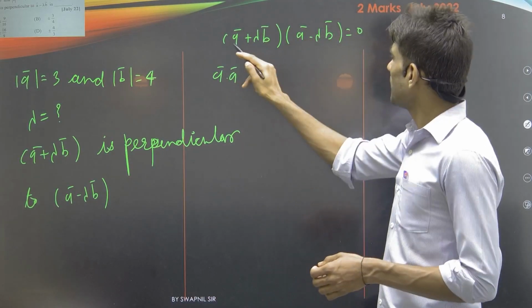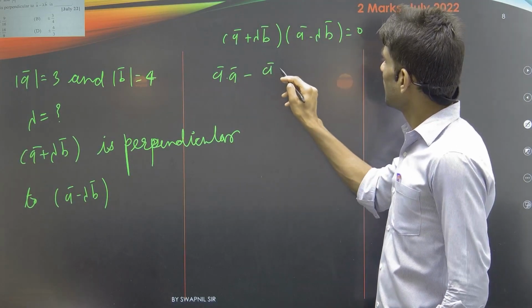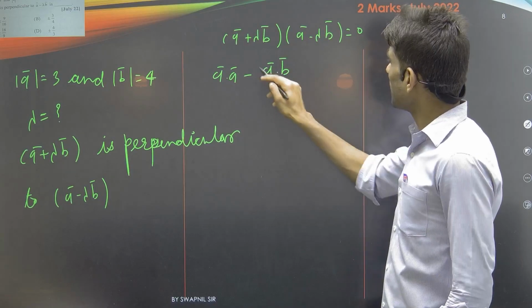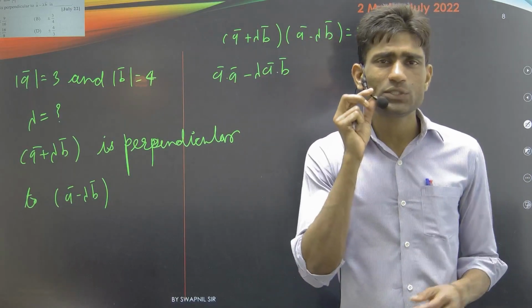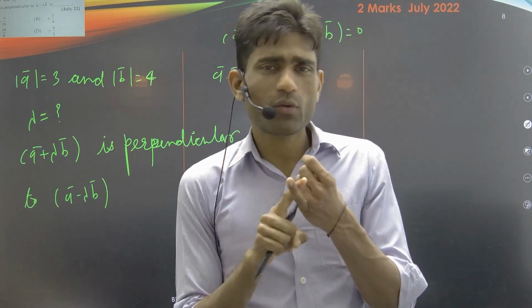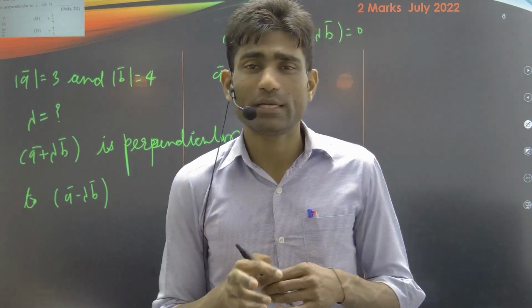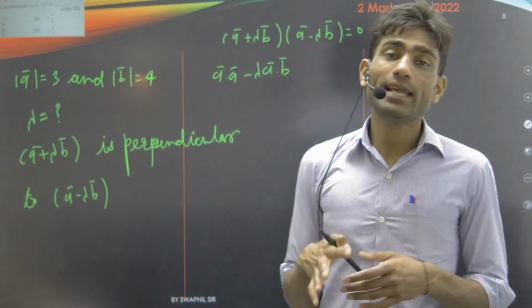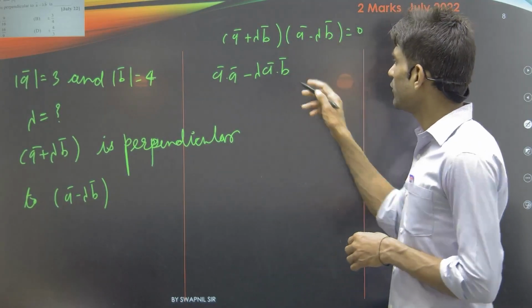Plus a bar dot minus lambda times b bar, so minus lambda times a bar dot b bar. This is not a cross product, it is just a multiplication between these two vectors. So you need to understand what is meant by dot product, by cross product, and by simple multiplication. These three have different meanings in vectors, so be careful about this.